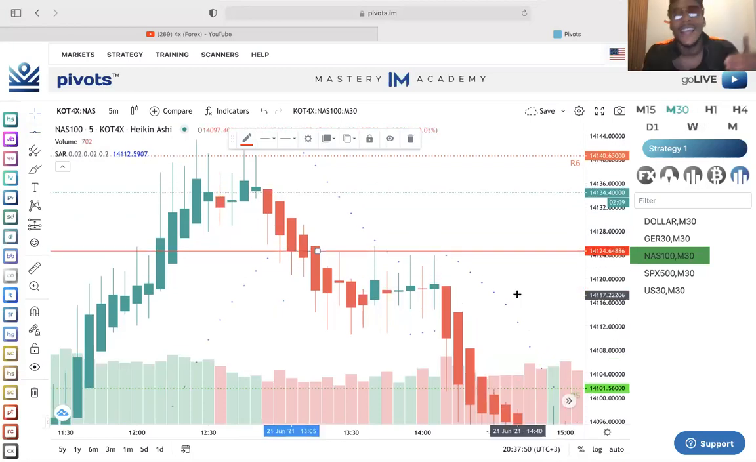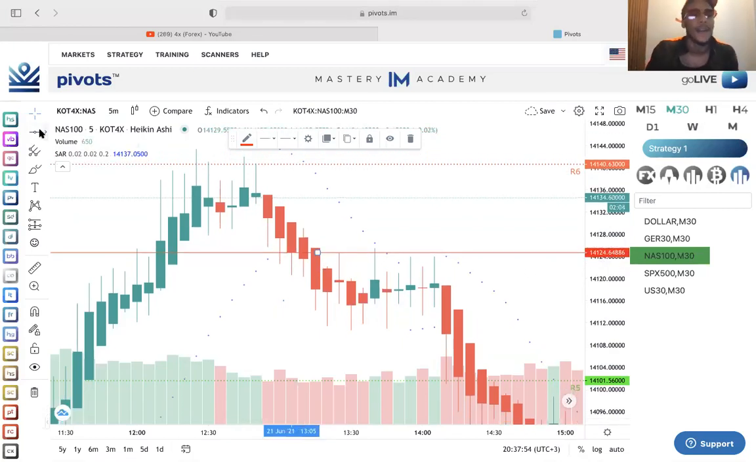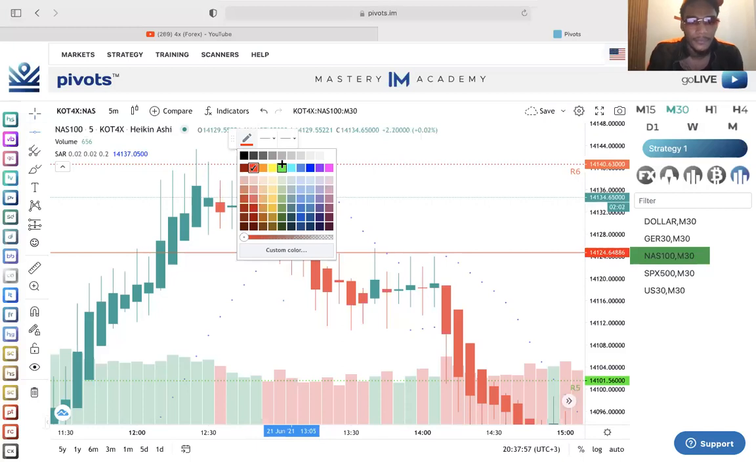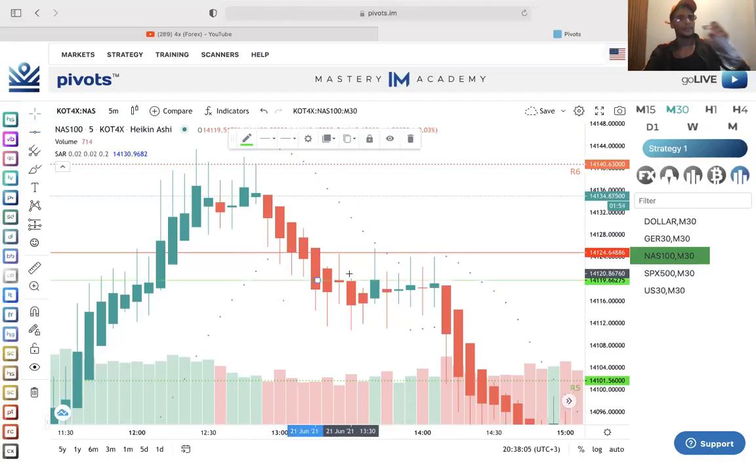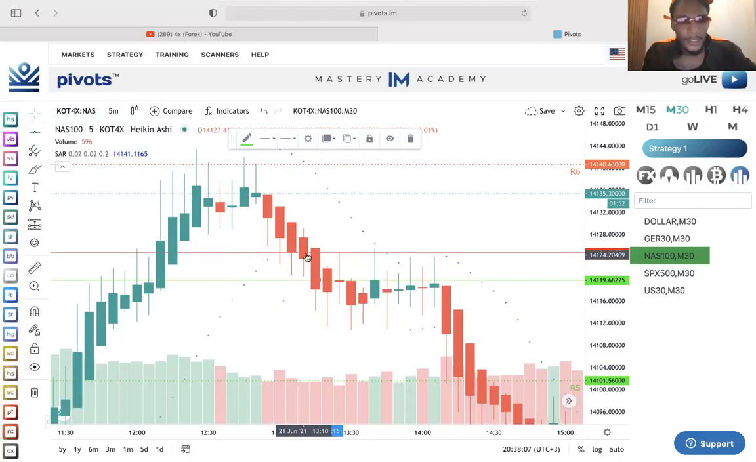Since we're selling, we have to go minus 5 now. So what is 124 minus 5? 119. Okay, let's see if it hit 119. So if we entered on this candle in 10 minutes, did our take profit get hit?